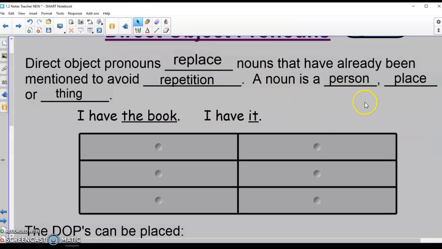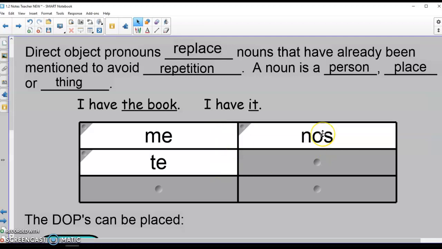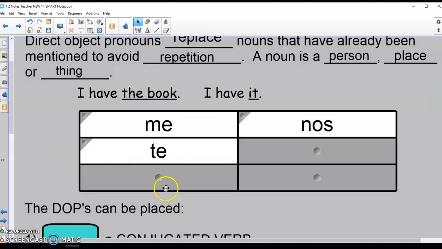Okay, so what are my direct object pronouns? Me, te, and nos are your top three. Okay, those are going to look very familiar to you. They look like the ones that we use with gustar. Okay, but they're used a little bit differently. The bottom is where you're going to see something new.